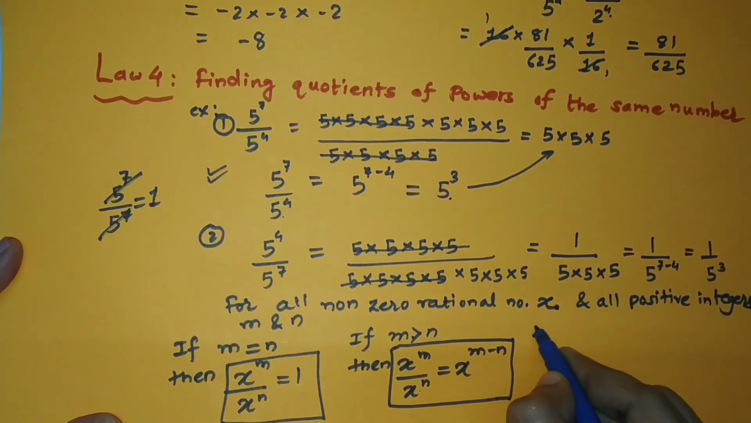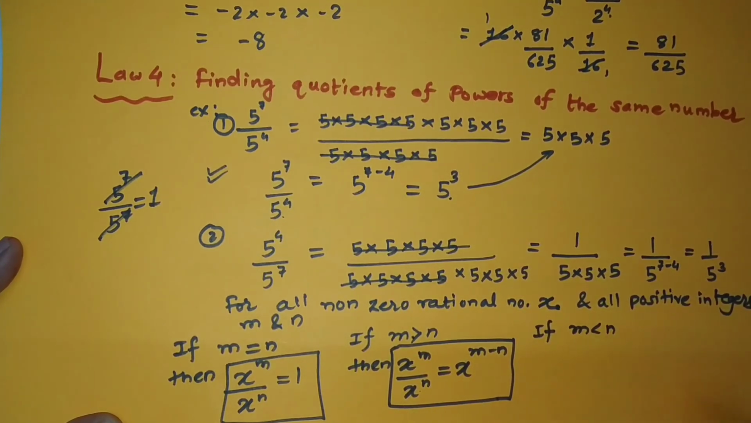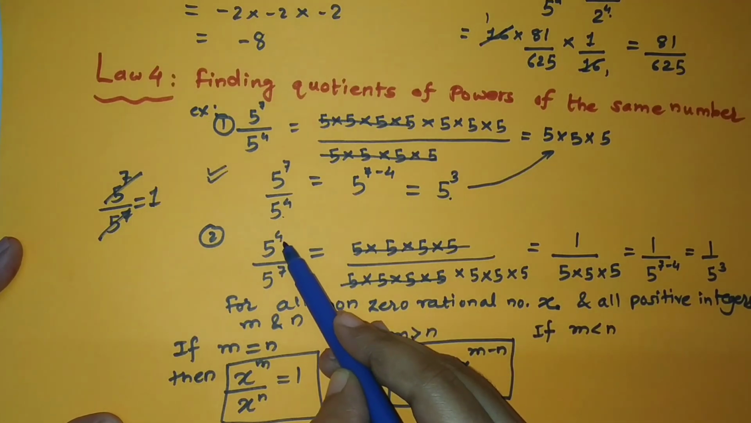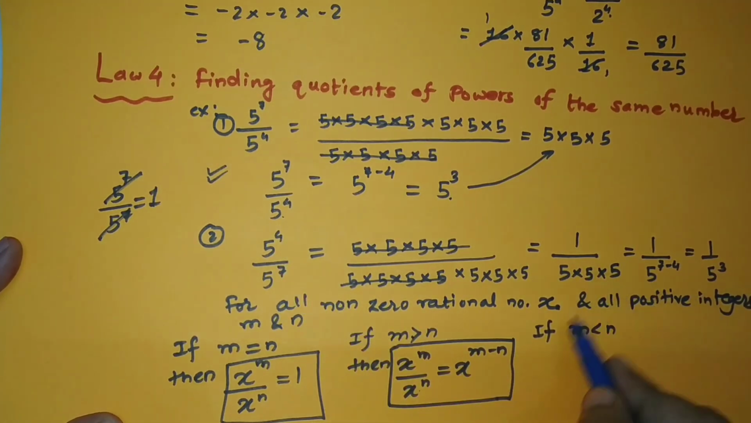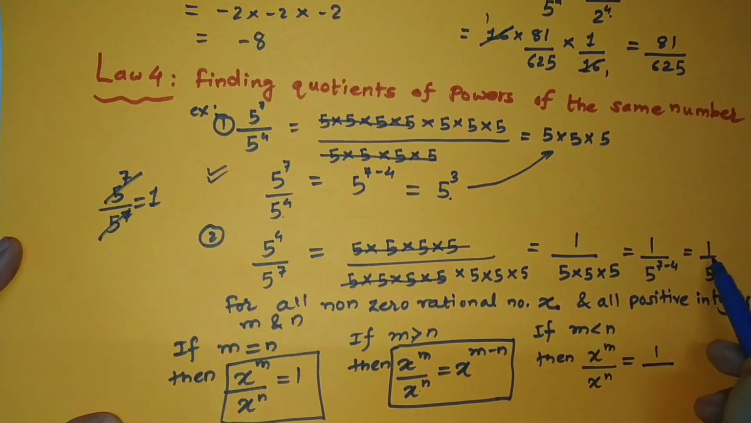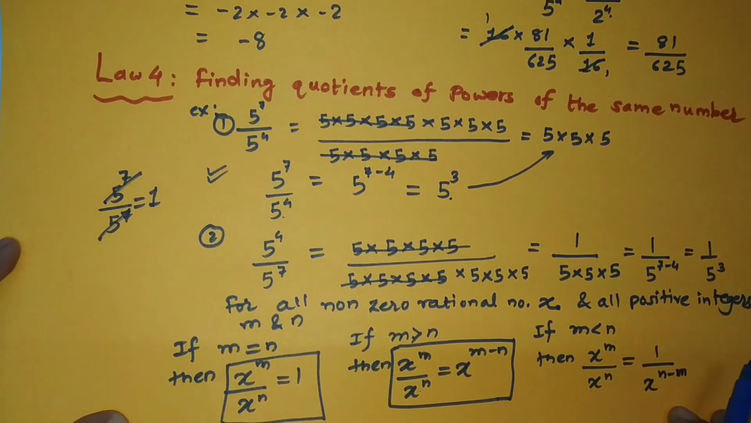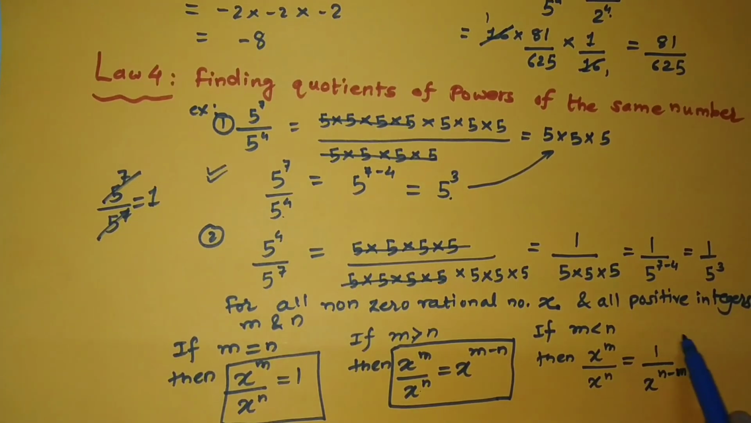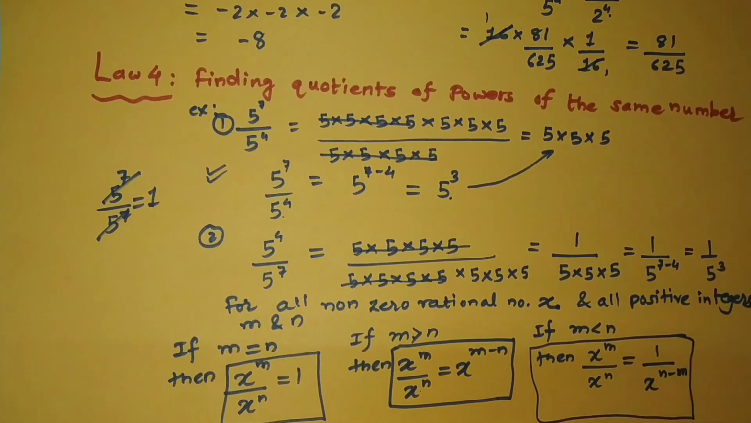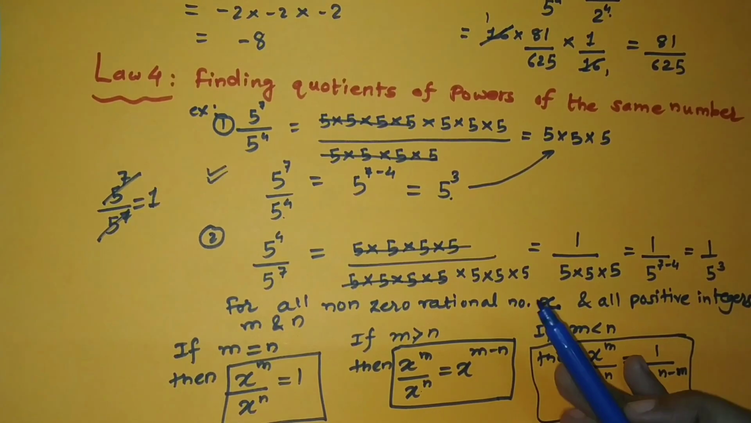And in the third case, if m is less than n, like here m is less than n, friends, you can just write x to the power m divided by x to the power n as 1 upon x to the power n minus m, like here we have done. That means you need to do it like this. So friends, this is nothing but law 4.